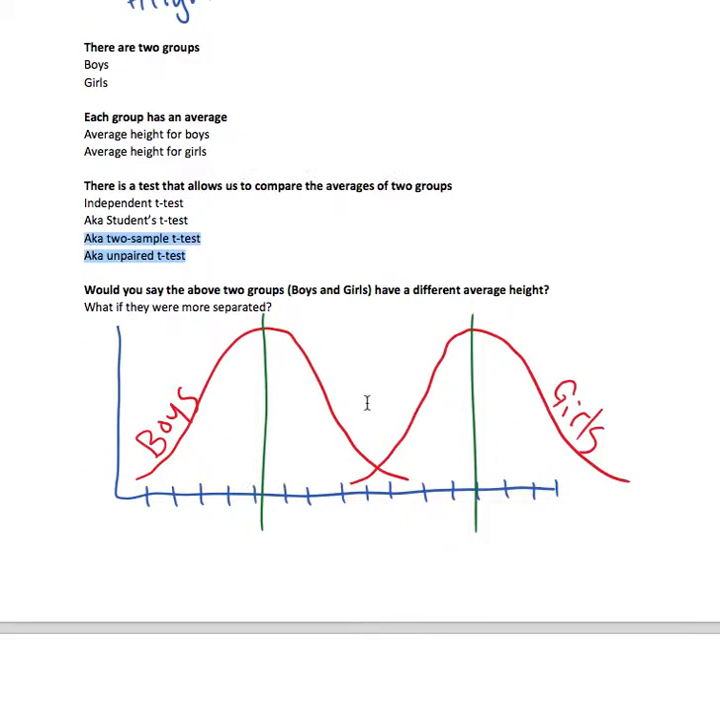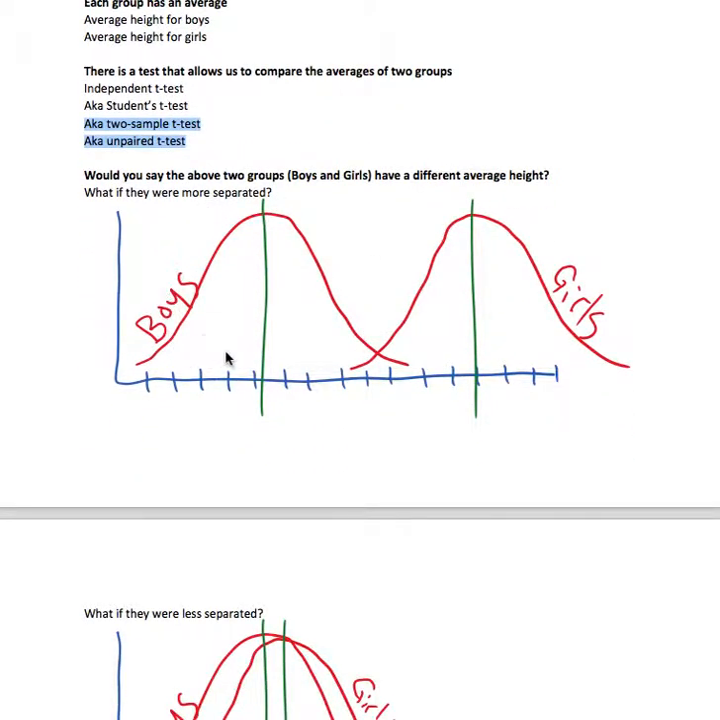However, let's say we look at this graph right here, and here we have boys and girls. This is really, really clear. I've simply just shifted that over to the right. There's such a small area of overlap that just about everybody would say, yes, absolutely. If they're more separated like this, then boys and girls are for sure different average heights.